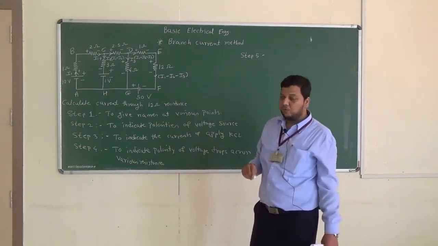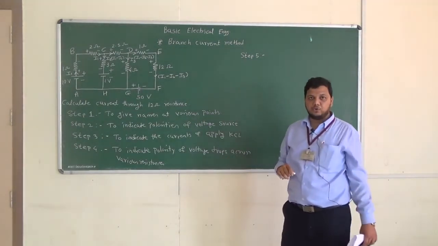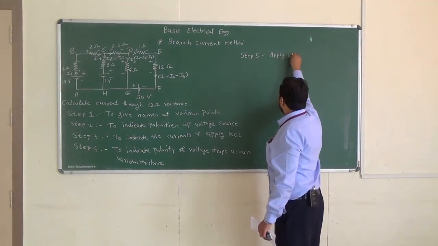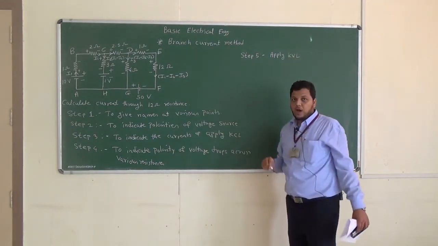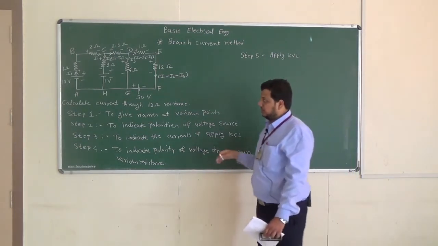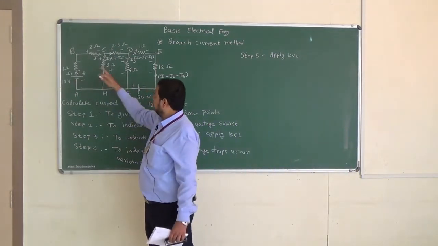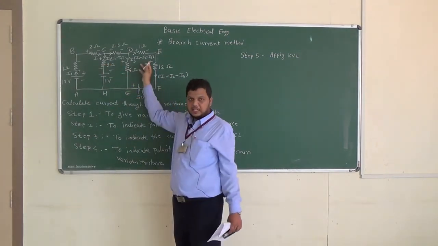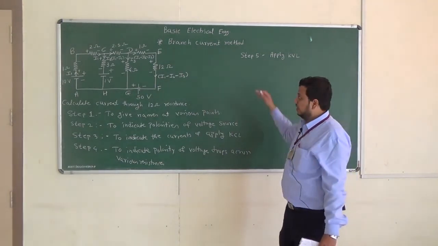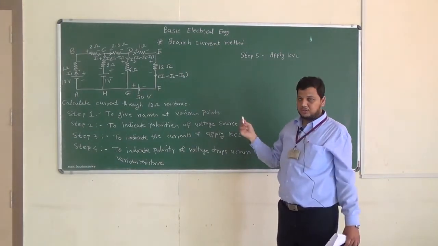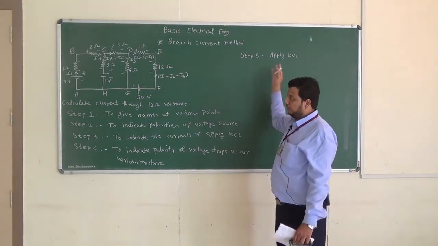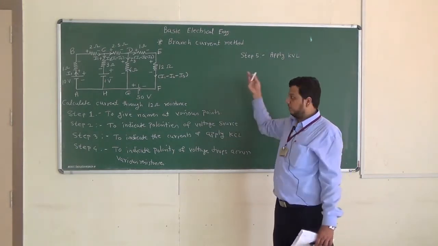Now in step 5, we have to apply the second Kirchhoff's law, that is Kirchhoff's voltage law, KVL. Now, how many times should we apply KVL? It depends on how many unknowns there are. As you can see, here there are 3 unknowns: I1, second is I2, and third one is I3. So the number of KVL equations should be equal to the number of unknowns. Here we should apply KVL 3 times. If there are 2 unknowns, we have to apply KVL 2 times.